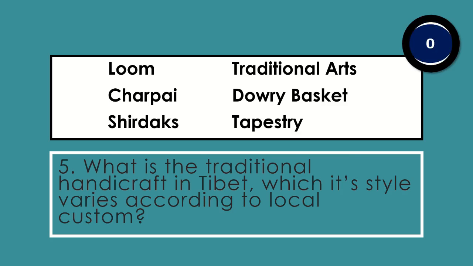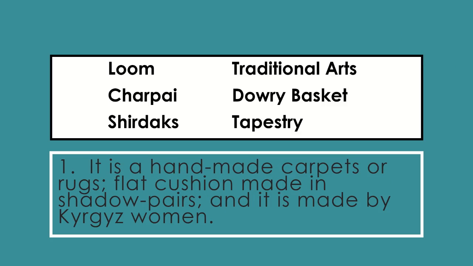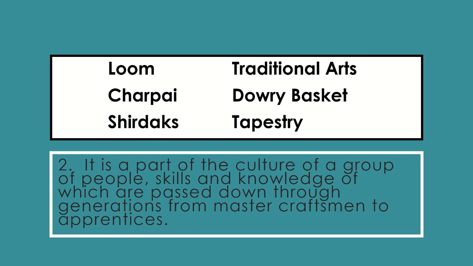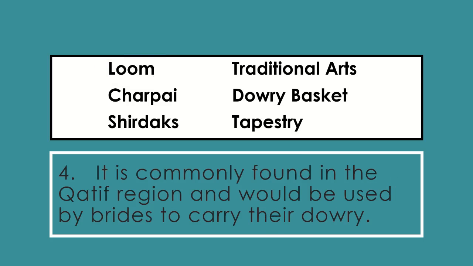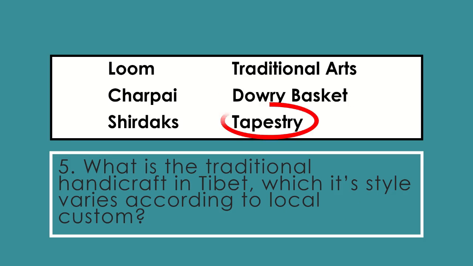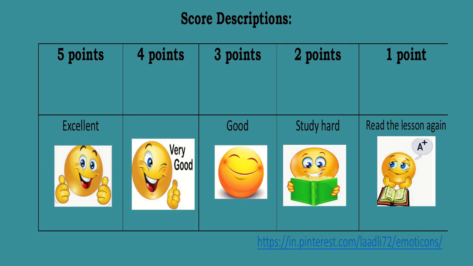Time is up. Let's check your answer. What is the correct answer for number 1? That is shirdak. Let's have number 2. The correct answer is? That is traditional arts. Let's have number 3. The correct answer is? Loom. Number 4. The correct answer is? Dowry basket. And the last item, the correct answer is? Tapestry. How much score did you get?